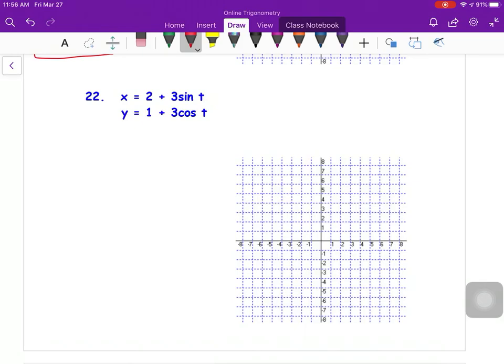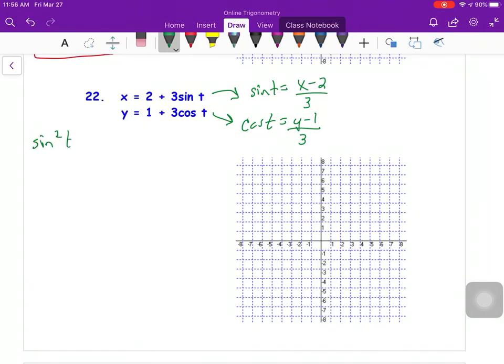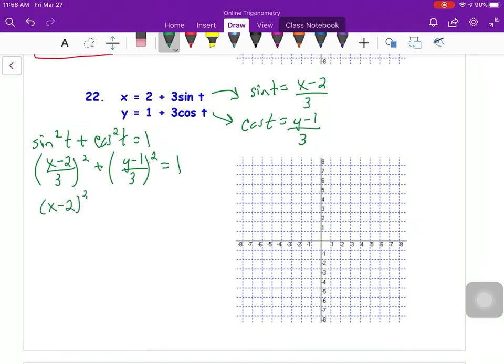The next one. We again isolate our trig functions. So the sine of t would be equal to x minus 2 divided by 3. The cosine of t would be equal to y minus 1 over 3. Since it's sine and cosine, we use the same Pythagorean identity. We replace the sine with x minus 2 over 3. We replace the cosine with y minus 1 over 3.